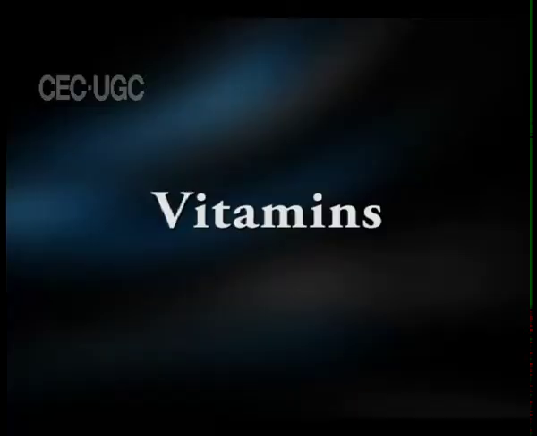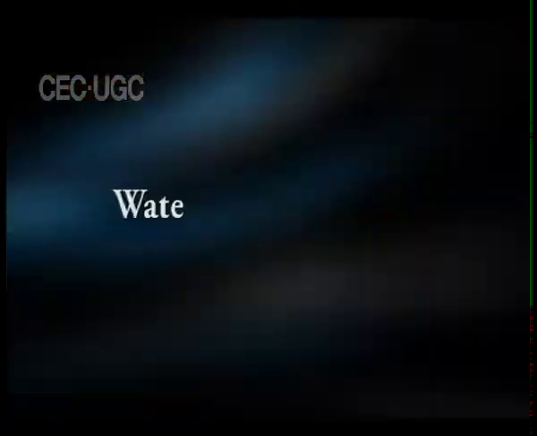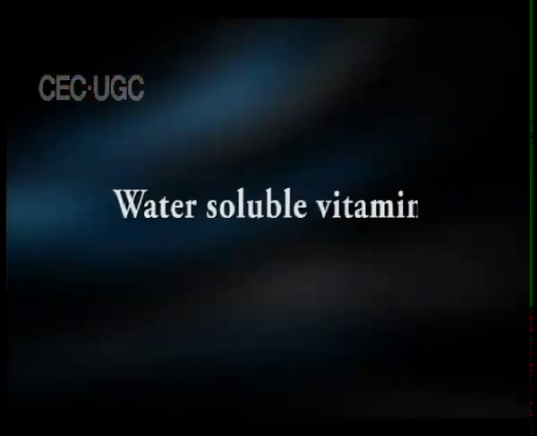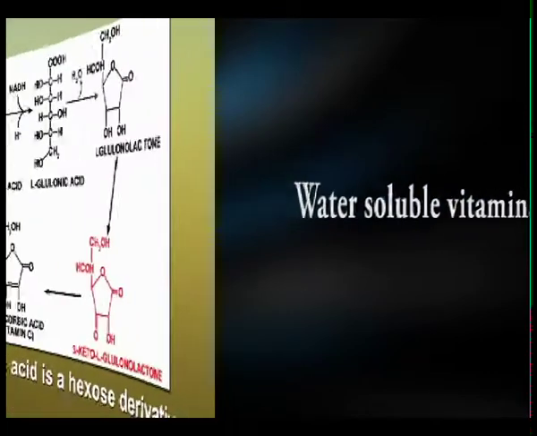Welcome students. Today we are going to throw light on vitamins. Vitamins may be regarded as organic compounds required in the diet in small amounts to perform specific biological functions for normal maintenance of optimum growth and health of the organism. The vitamins are divided into two subgroups on the basis of their solubility properties, such as water-soluble vitamins and fat-soluble vitamins. Now, we will discuss water-soluble vitamins first.